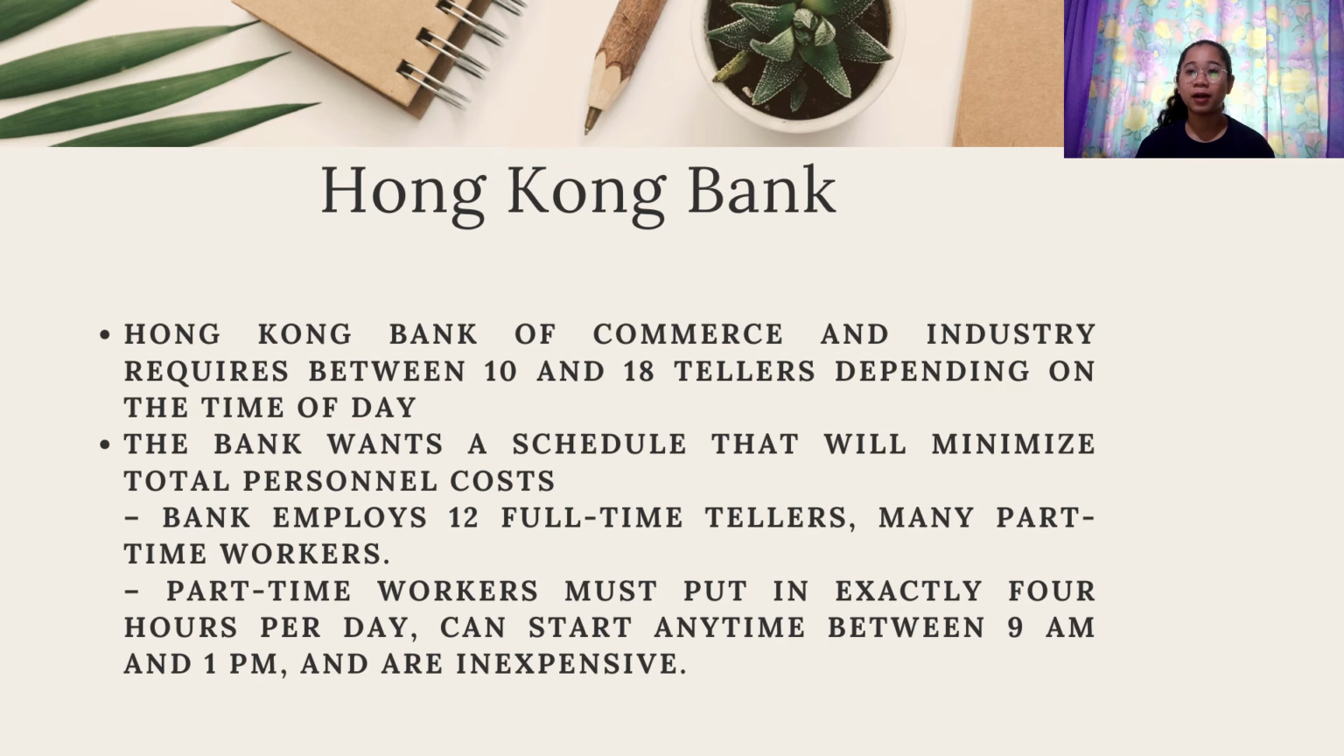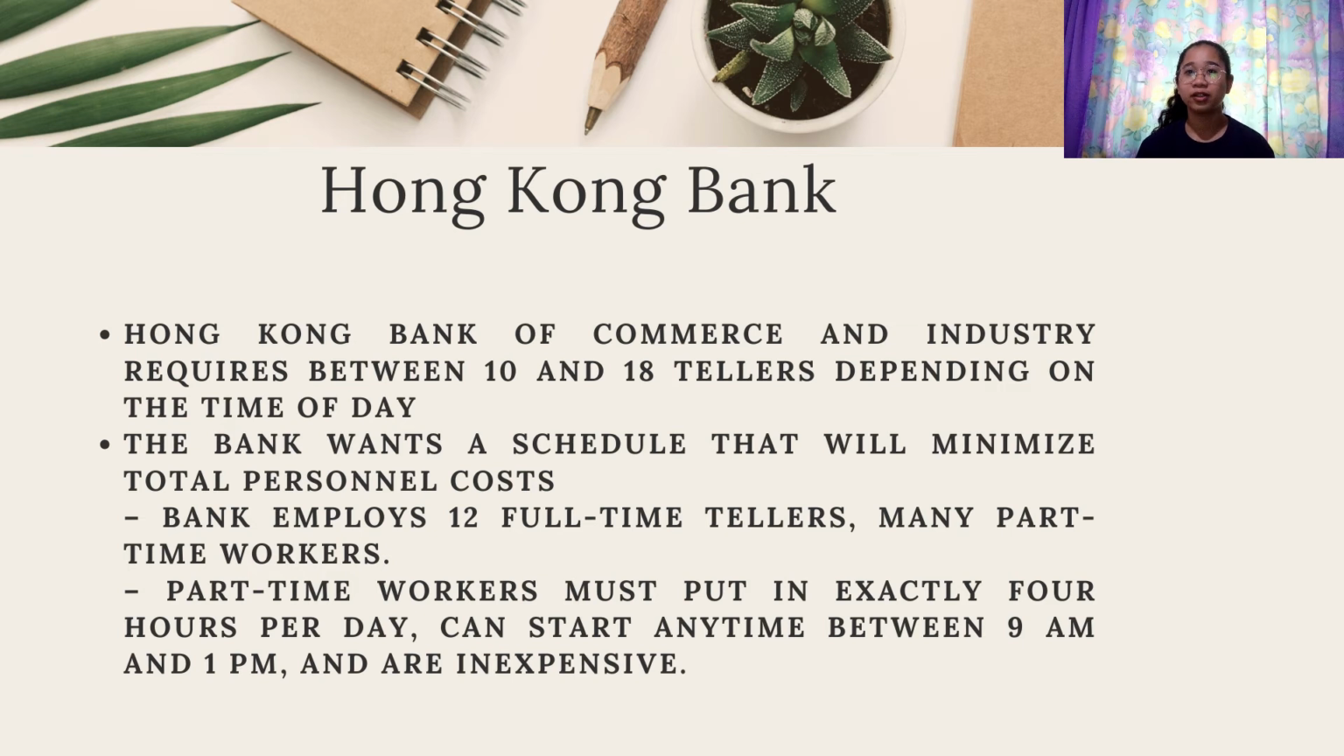Tellers at the Hong Kong Bank of Commerce and Industry are hired according to the hours of the day. To keep labor expenses down, the bank allocated tellers to positions at a certain time of day. Even though it has a 12-person staff, many workers are still on the bank's part-time roster. A part-time employee is expected to be present for at least 4 hours per day, but can begin as early as 9 a.m. and as late as 1 p.m.